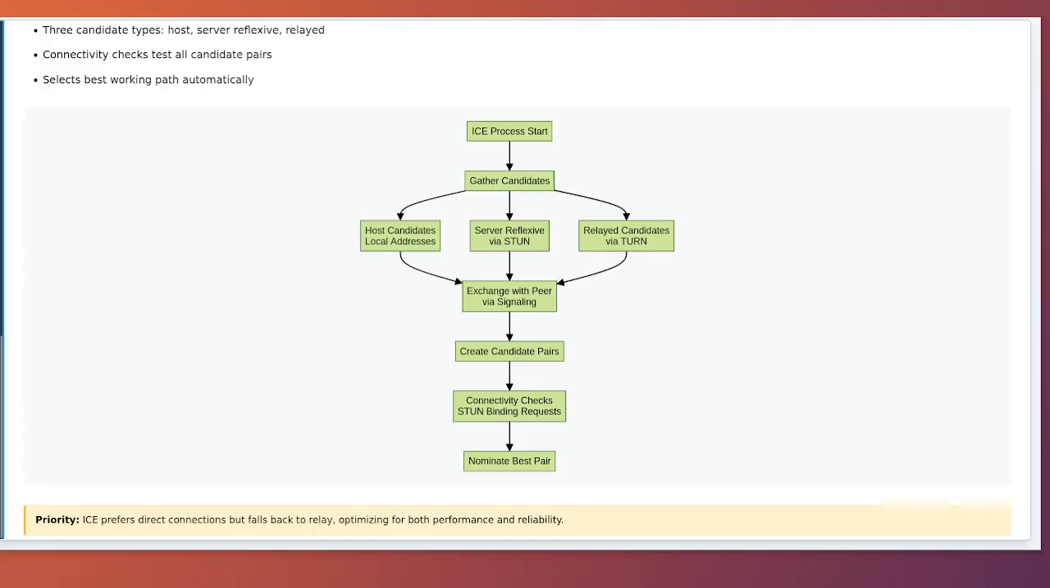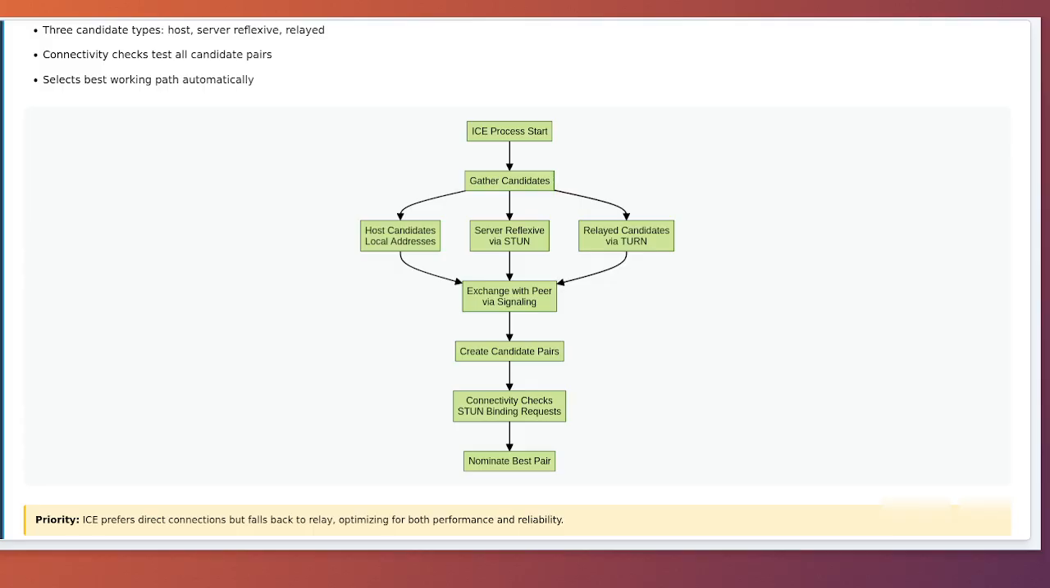The connectivity checks serve multiple purposes. First, they verify that a path exists between the candidate pair. Second, for candidates behind NAT, these checks perform hole punching, creating the necessary NAT bindings that allow bidirectional communication. Third, the checks measure the round-trip time, which helps determine which path offers the best performance.